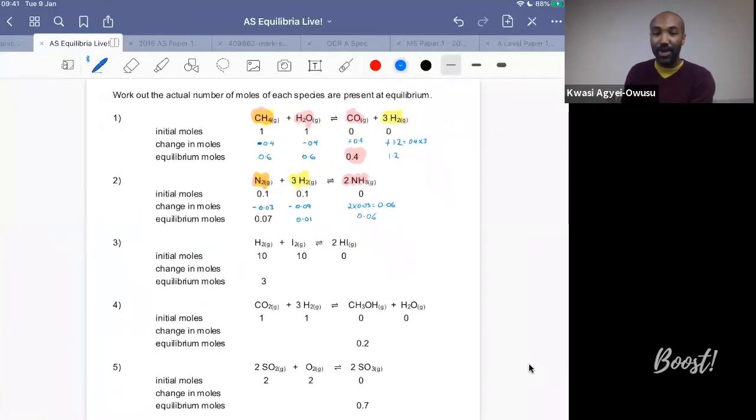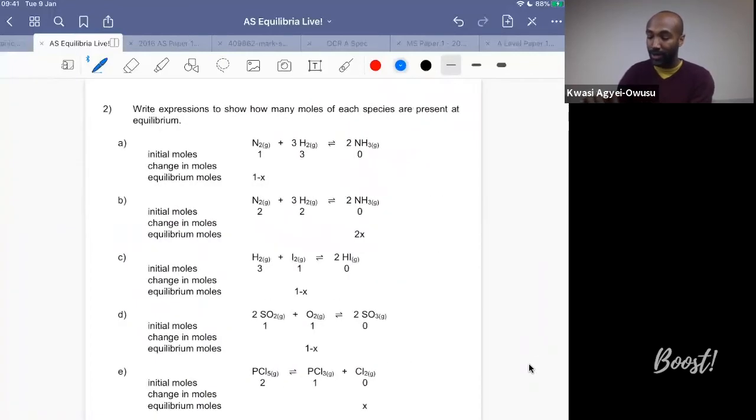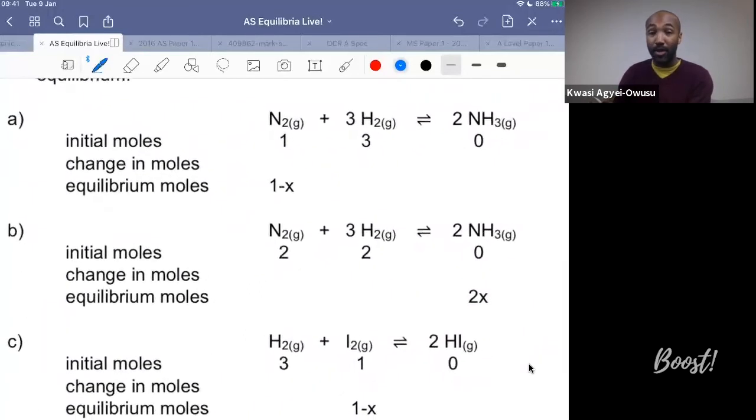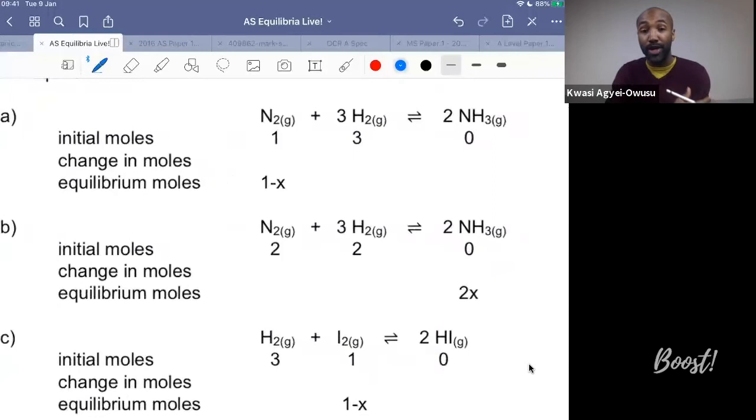Let's look at another type of problem, this time looking at the reactions we've just seen, but in algebraic terms. So this time round, we're thinking in terms of x's, essentially. So a bit of algebra here, not very different to what we've been doing with actual numbers. We're starting off with the same equation for making ammonia from nitrogen and hydrogen: 1 mole of nitrogen reacting with 3 moles of hydrogen to give you 2 moles of ammonia.